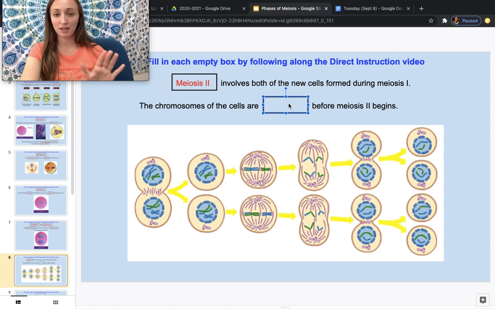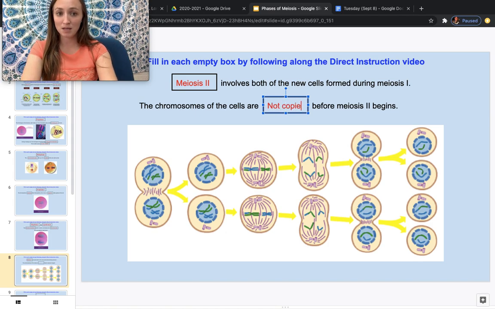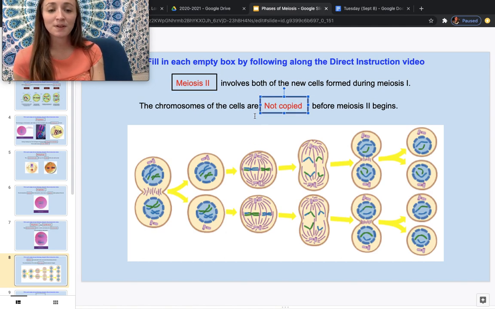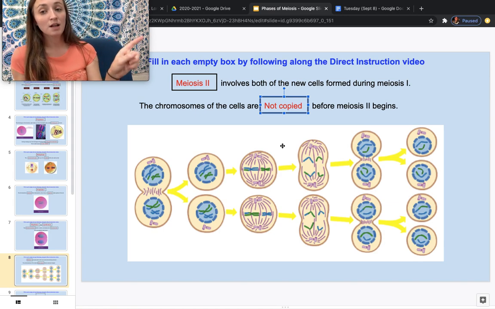One important thing before we even get into it: before mitosis and before meiosis, we always know that those chromosomes need to be copied so it can make those new cells, right? We don't copy again just because we're going through another round of cell division. We are still keeping the same amount of chromosomes that are in those 2 new cells after meiosis 1. So the chromosomes of the cell are not copied before meiosis 2. They're only copied before meiosis 1.